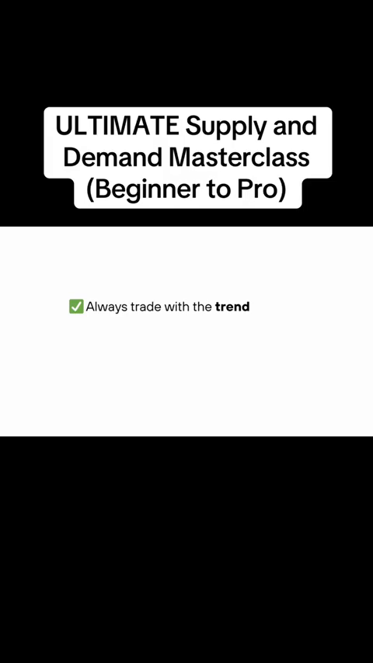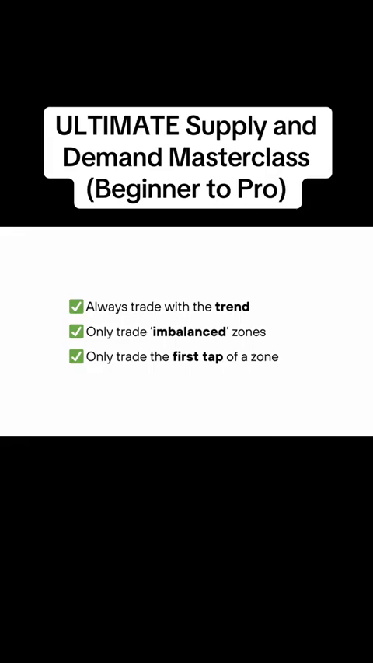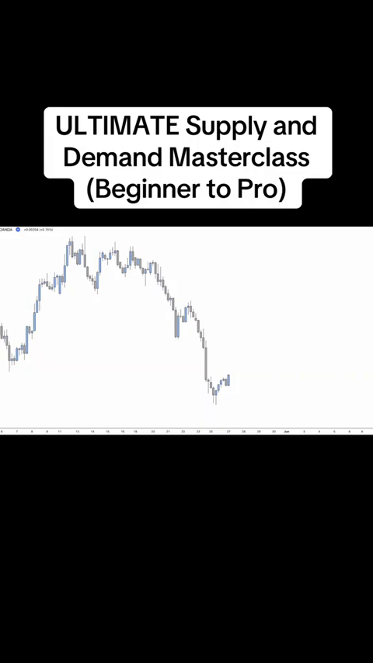So crucial tips to remember when trading supply and demand: always trade it in line with the trend. Only trade imbalanced zones, so any zones that aren't imbalanced are not worth trading, and only trade the first tap of a zone. If a zone has been hit 3, 4, 5 times, do not trade it, it will likely break.